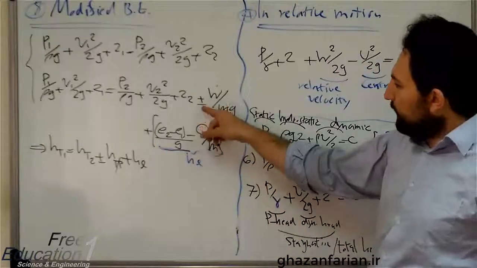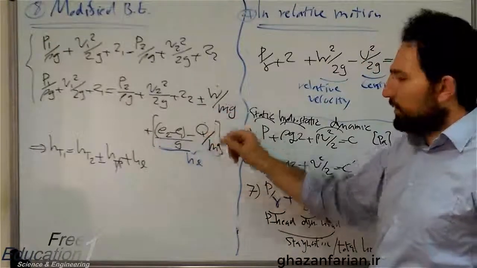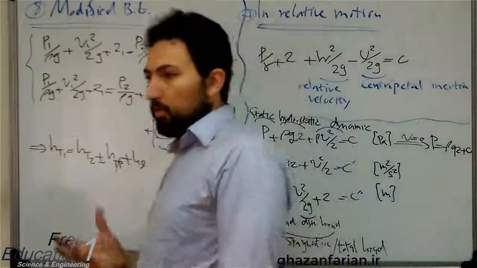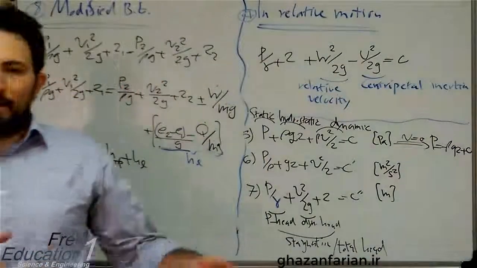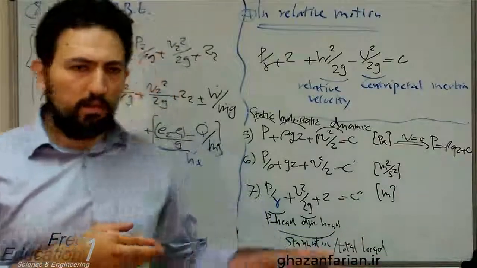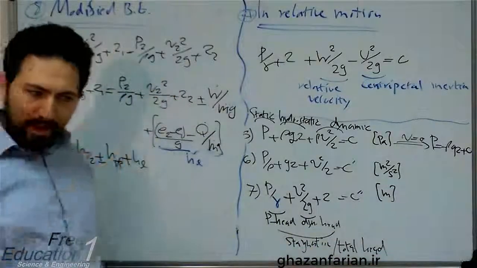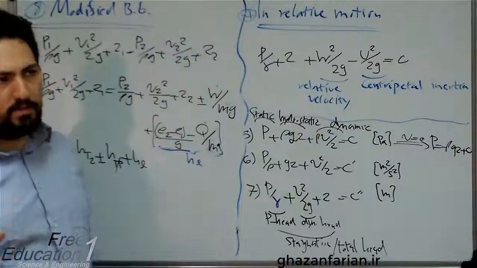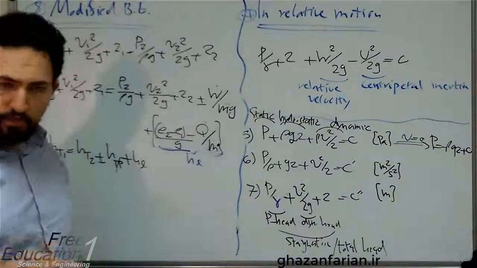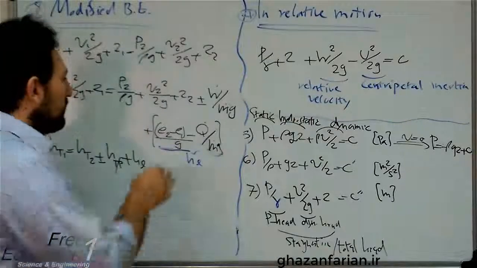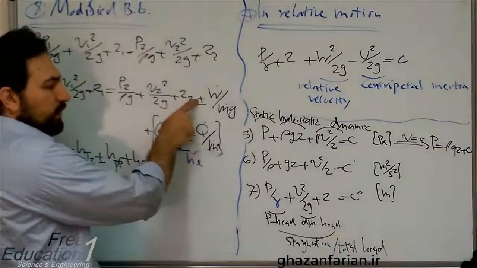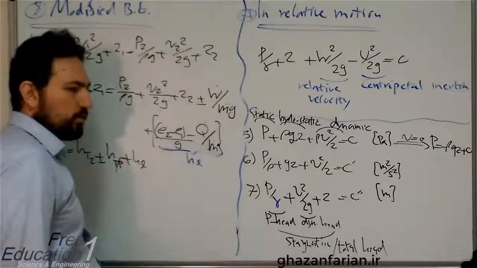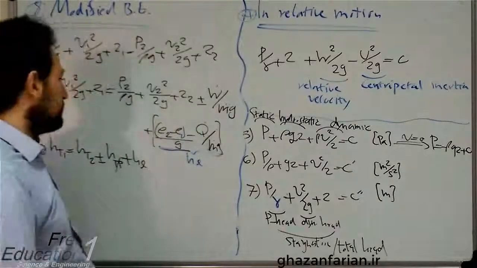The positive and the minus sign here refers to the device, for example, a pump or a compressor and a turbine. The turbine extracts the work from the system, and devices such as pumps and compressors inject energy to the system. So the positive sign here is for devices such as turbines, and the minus sign is for pumps and compressors.